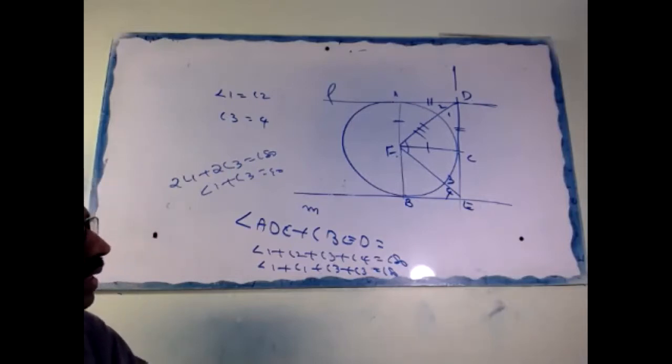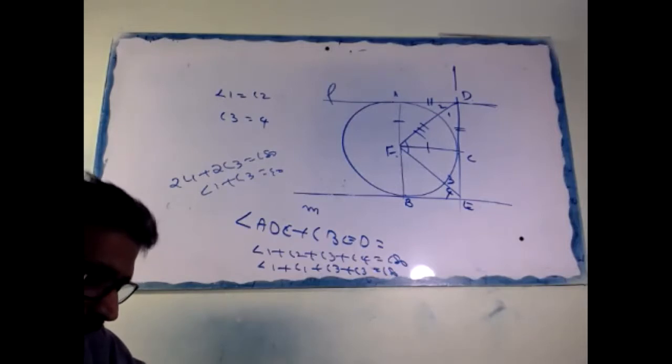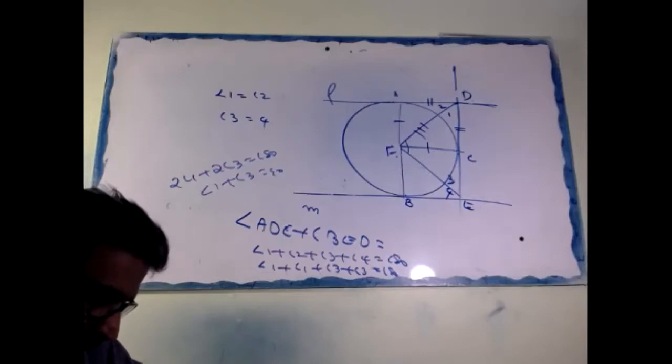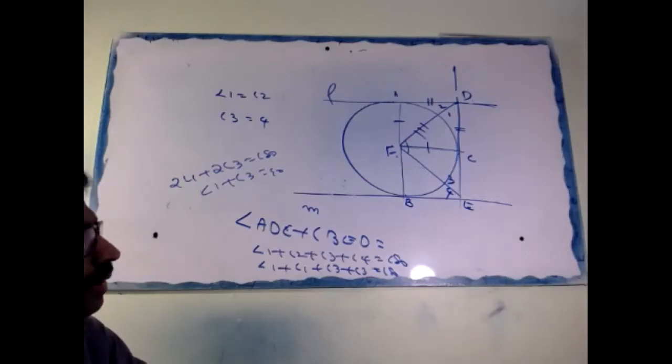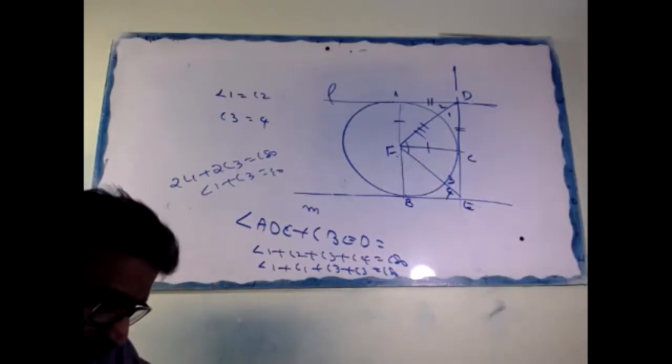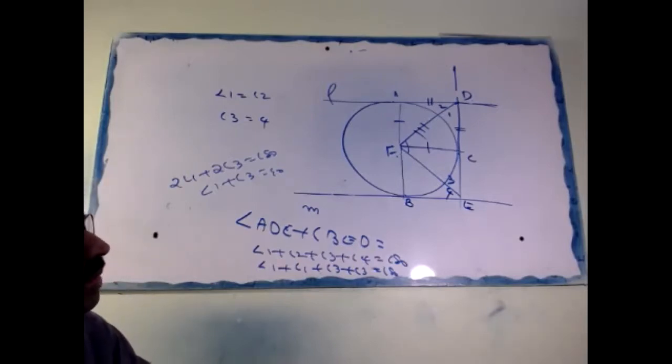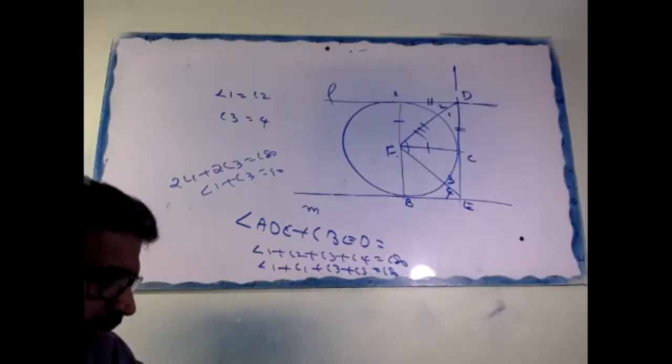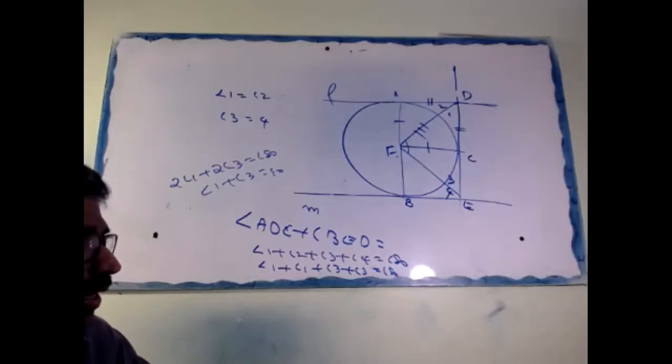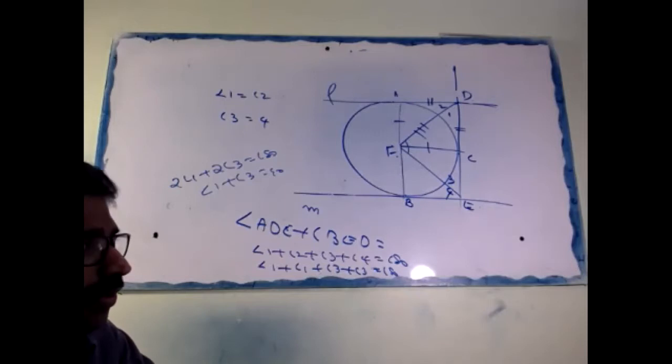Okay. After that, L is parallel to M, given. Hence, angle ADE plus angle BED equals 180 degrees, co-interior angles. That is, angle 1 plus angle 2 plus angle 3 plus angle 4 equals 180 degrees.